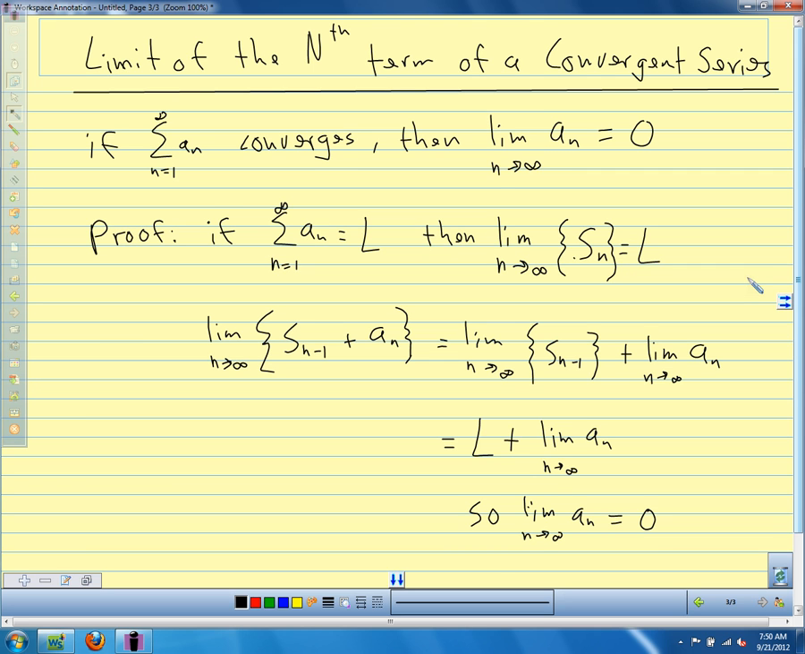Now where we have to be careful, and what you were asking about yesterday, Katie, is that the converse of this is not true. The converse is not true.